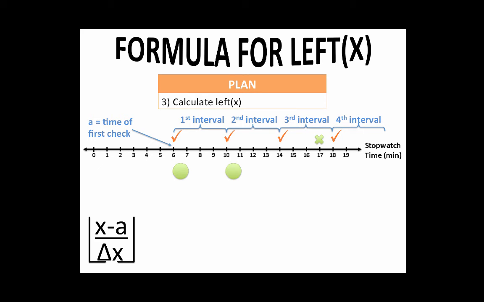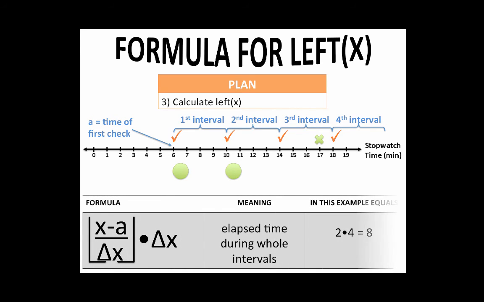Now we complete our last step by calculating the value of left of x. If the expression we have so far represents the number of whole intervals, then we can multiply that by delta x, the length of each interval, to see how much time the whole intervals cover. In our example, 2 intervals times an interval length of 4 is 8 minutes.